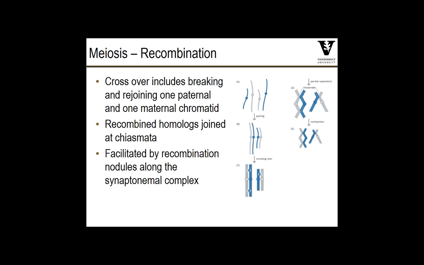And you mentioned that sex might influence this, but is there individual variation in how much recombination happens, or population differences in how much recombination happens?